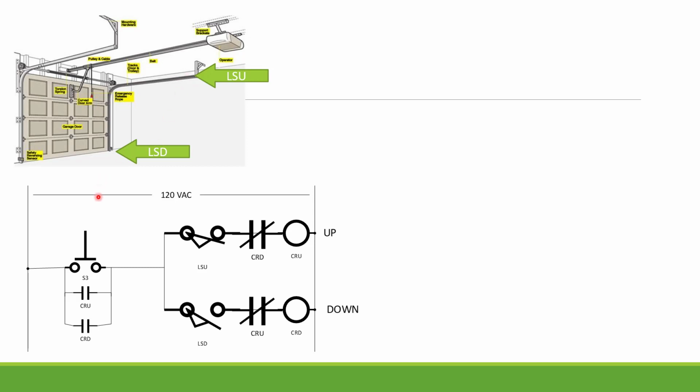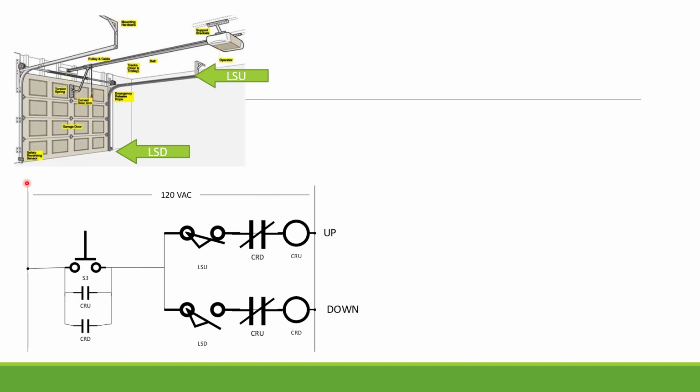But I only have one input to make it go up and down. So my push button does both functions. So how does that work? Well, what I'm shown here is the door is in the down position, which means this limit switch here, LSD, because the door is up against it, is open as a set of contacts. So if I push the button, the only thing I'm trying to do by pushing that button is get the door to go up. So let's see what happens.